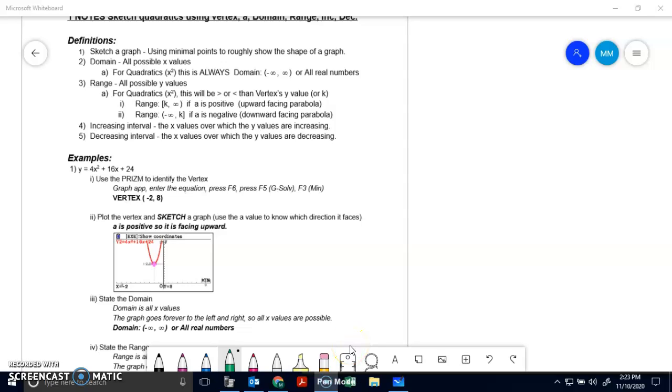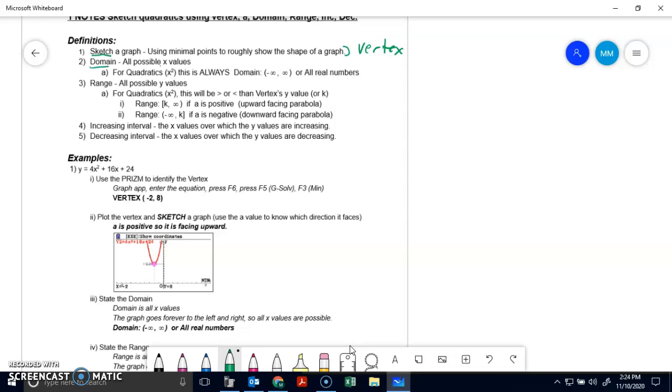Some definitions first. To sketch a graph, we've talked about this already a little bit, but using minimal points, just roughly show the shape. We're doing that same thing. We're just sketching. We're not trying to get all the details. A sketch is fine. Key points, like for today, it's going to be vertex. For tomorrow, it's going to be relative mins and maxes. Just a few key points.